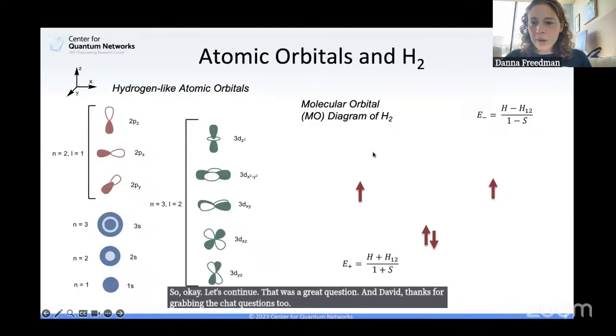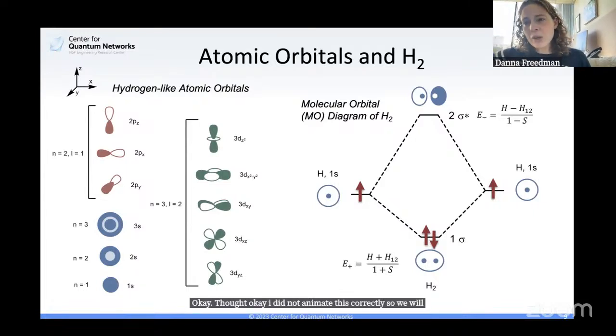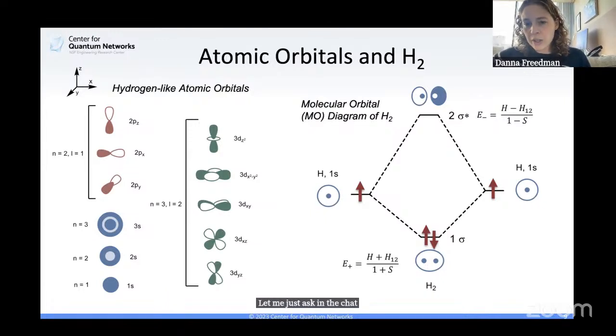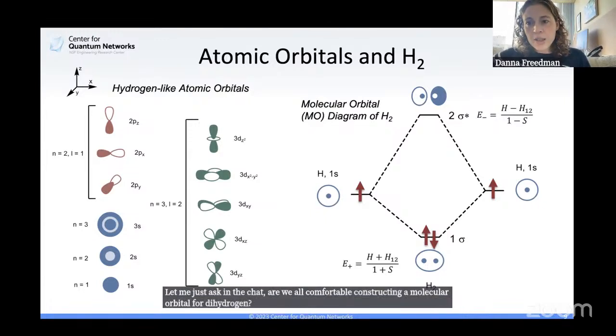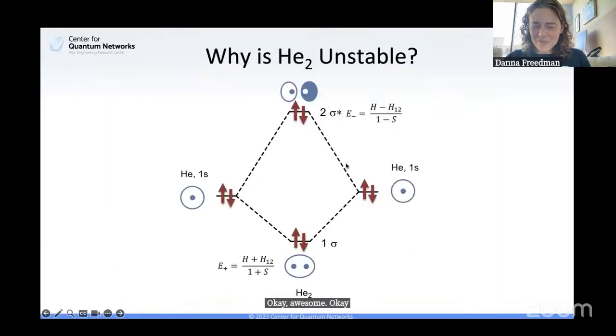I thought, okay, I did not animate this correctly, so we will just do this. If we want to think about how to create these things, let's step way back to the beginning and to how we construct molecular orbitals. Let me just ask in the chat, are we all comfortable constructing a molecular orbital for dihydrogen? If not, let me know and we'll go through it quickly. Okay, awesome.